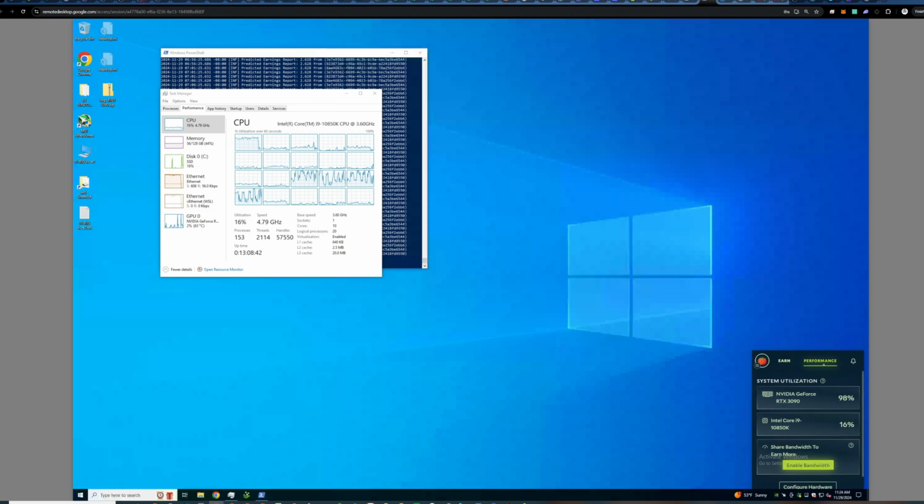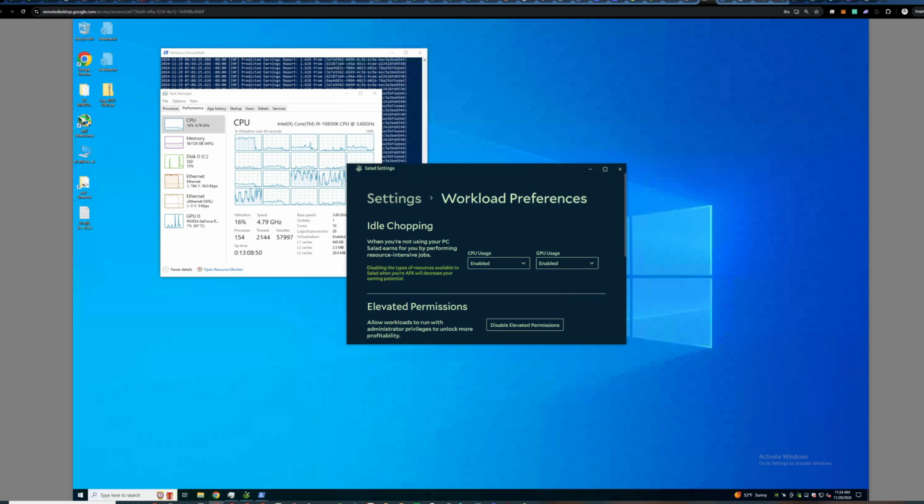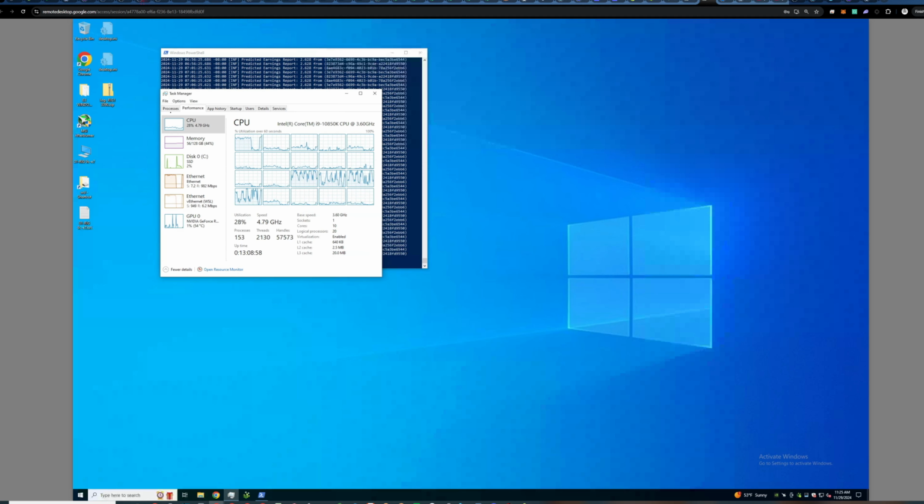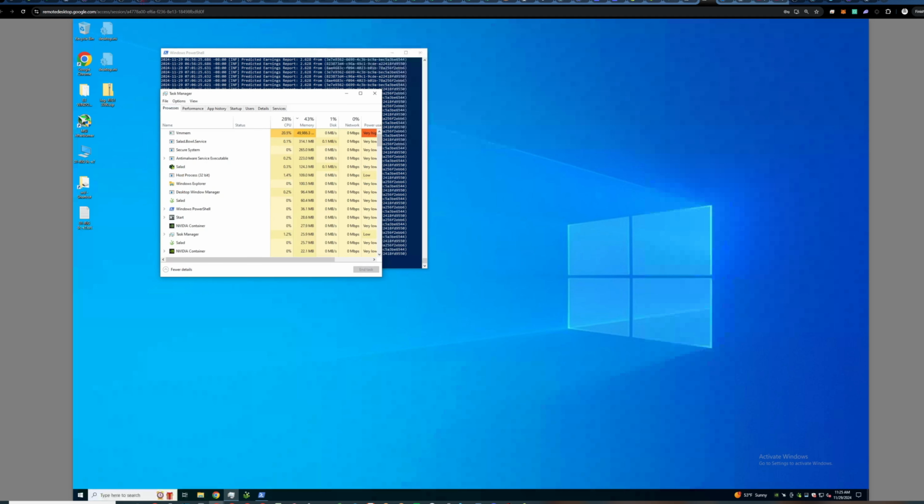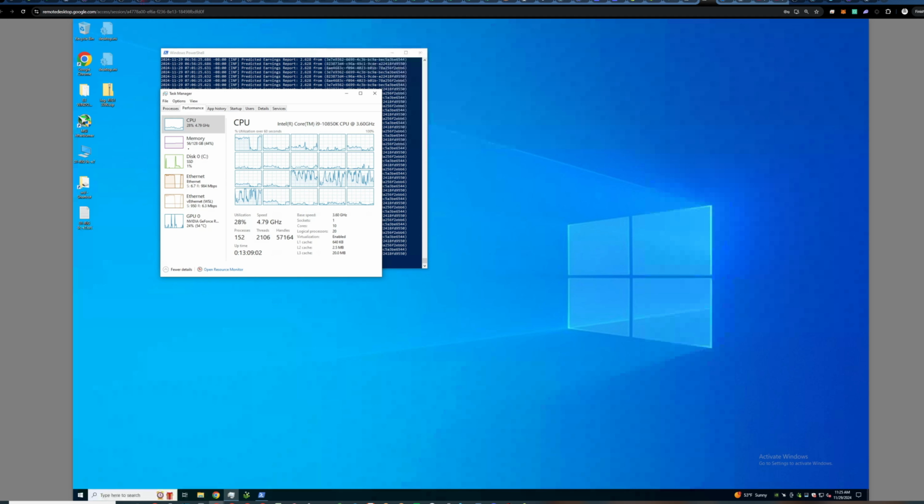If I see containers, I go here and configure the hardware. When you click configure hardware, you will get to this settings, workload preference. And I would just disable GPU and then enable GPU. After that, usually within 10-15 seconds, you will see VMem popping up, and especially the Ethernet WSL running.